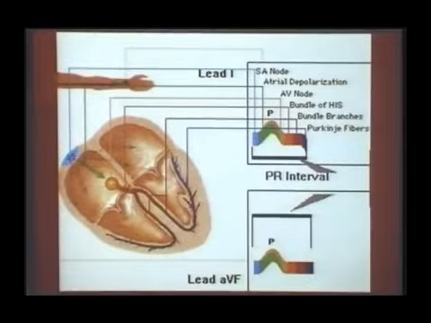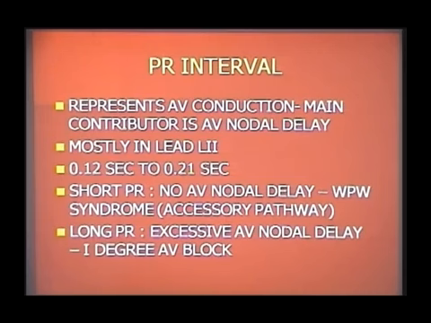Right? So the PR interval, as I told you, the main contributor to the entire atrioventricular conduction is the AV nodal delay. So 0.12 to 0.21 second is normal. If it is less than 0.12 second, what does it mean? It means my AV node is not giving delay, isn't it? My PR interval is short. My PR interval's main contributor is AV nodal delay.